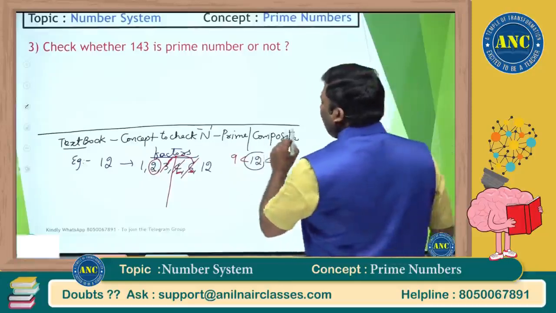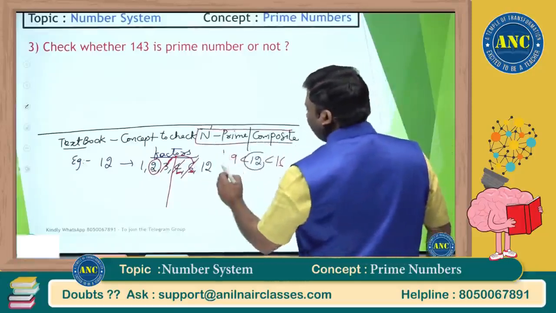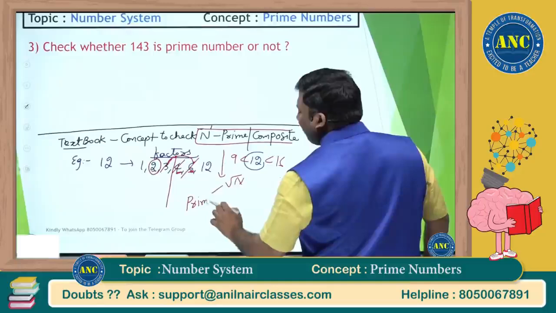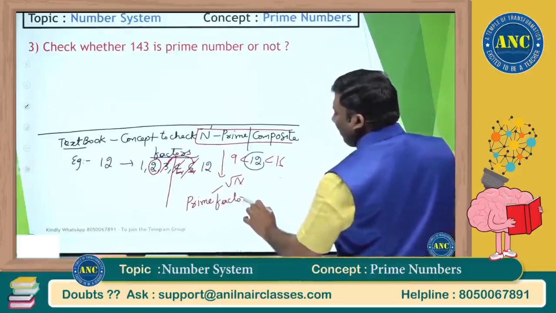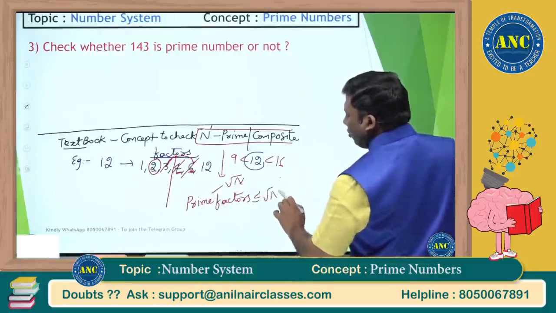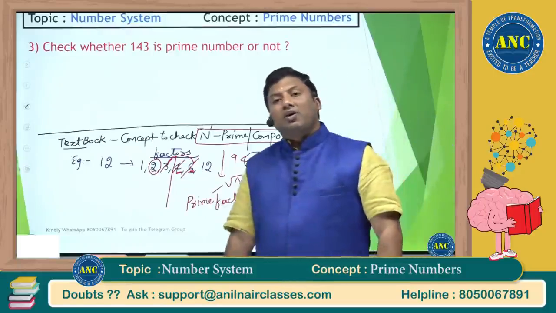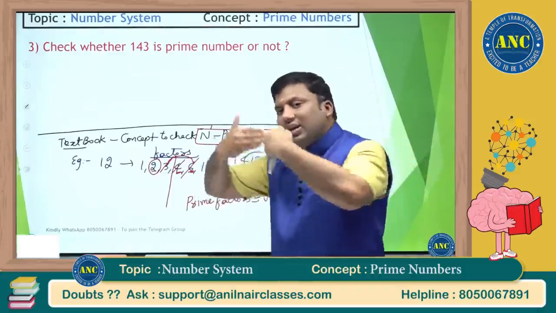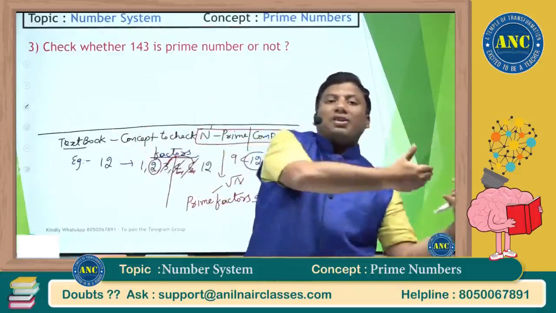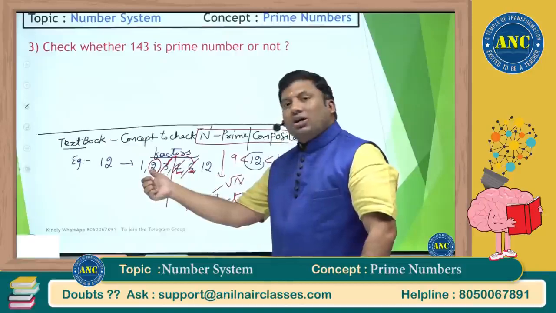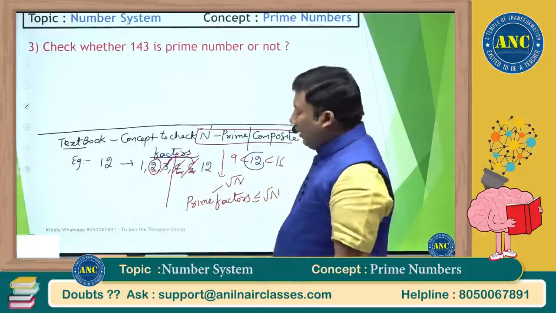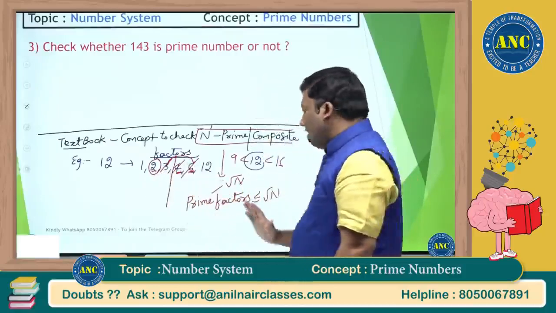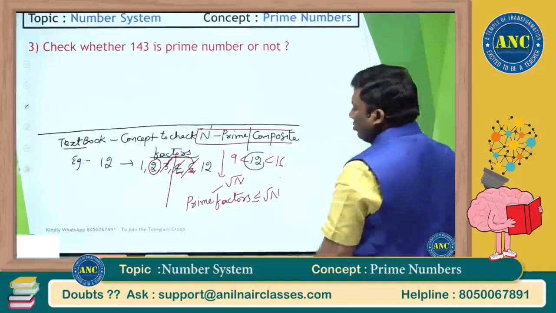That means, how to check whether a number is prime or composite? Take root n. Take all the prime factors less than or equivalent to root n. Why are we taking only less than or equivalent to root n? Because anything greater than root n is a multiple of the factors less than root n. If a number is not divisible by 2, how can it be divisible by 4? If a number is not divisible by 3, how can it be divisible by 6? Take all the prime factors less than or equivalent to root n.